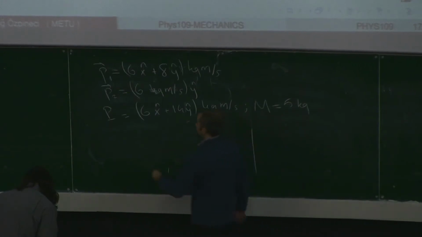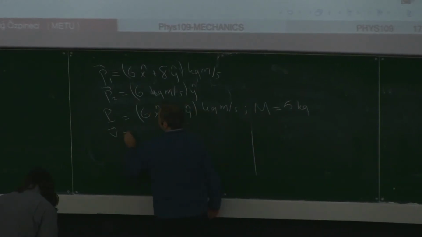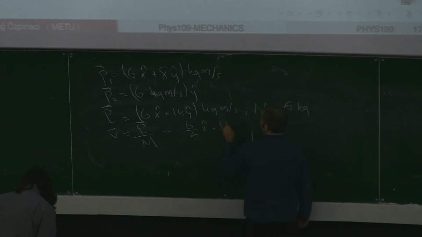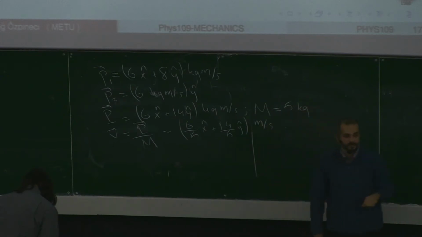You just divide them. So the velocity of the final system is the total momentum divided by the total mass, 6 over 5 in the x hat plus 14 over 5 in the y hat meters per second. This is the final velocity of the system.